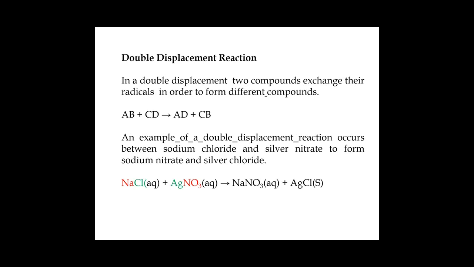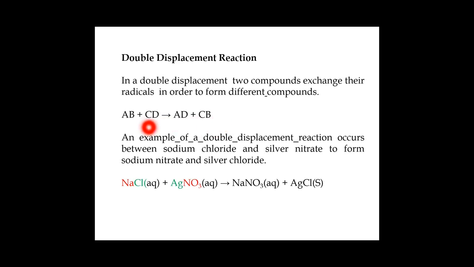Next, double displacement reaction. In a double displacement reaction, two compounds exchange their radicals in order to form different compounds. This is a general representation of double displacement reaction. A, B, C, D are reactants. AB and CD are compounds. These compounds exchange their radicals, forming two different compounds AD and CB.